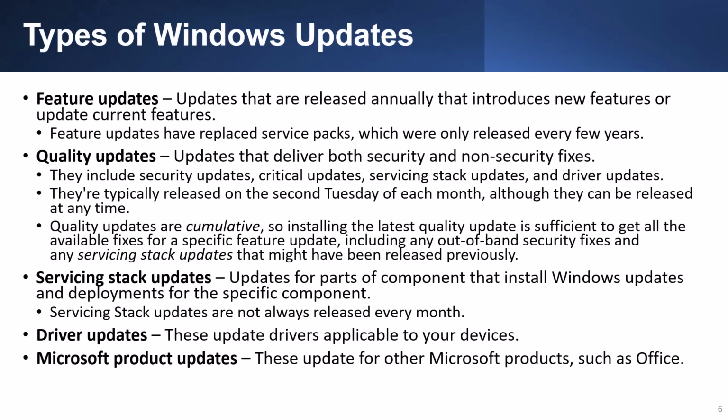With Microsoft products, there are several types of updates. Feature updates are updates that are released annually that introduce new features or update current features. Feature updates have replaced service packs, which were only released every few years.